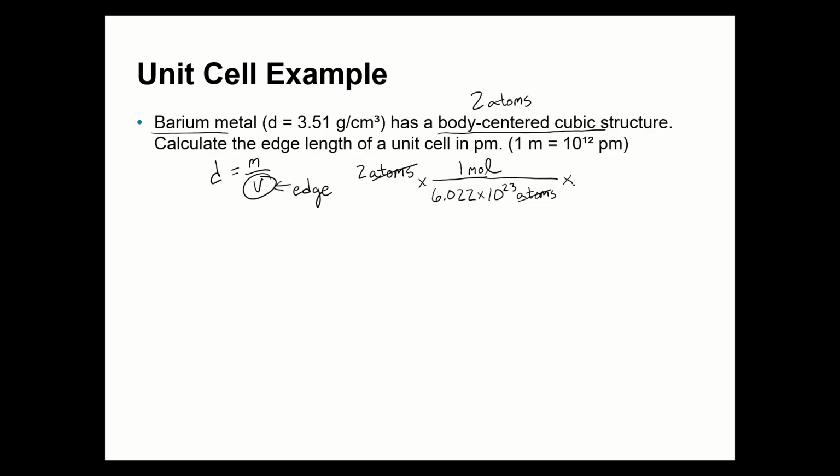Okay, and then multiply by the molar mass of barium on that periodic table, which should be 137.33 grams per mole. And again, infinite sig figs here, but we know the density is going to be 3 sig figs, so we can keep this down to 4 sig figs and have plenty to prevent round off errors. So we've got 4.561 times 10 to the negative 22nd grams.